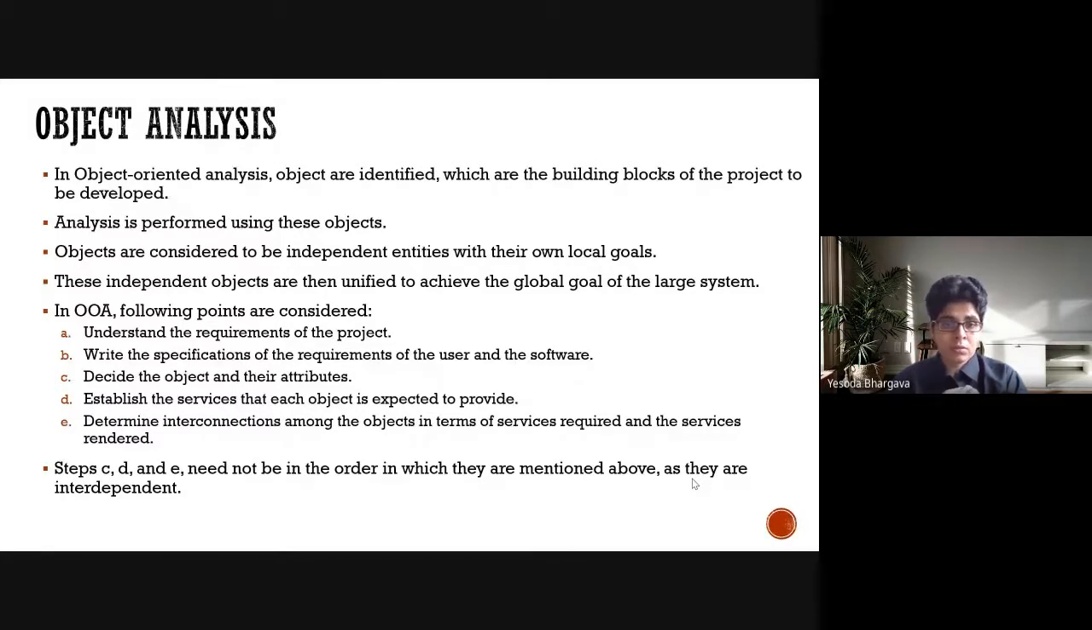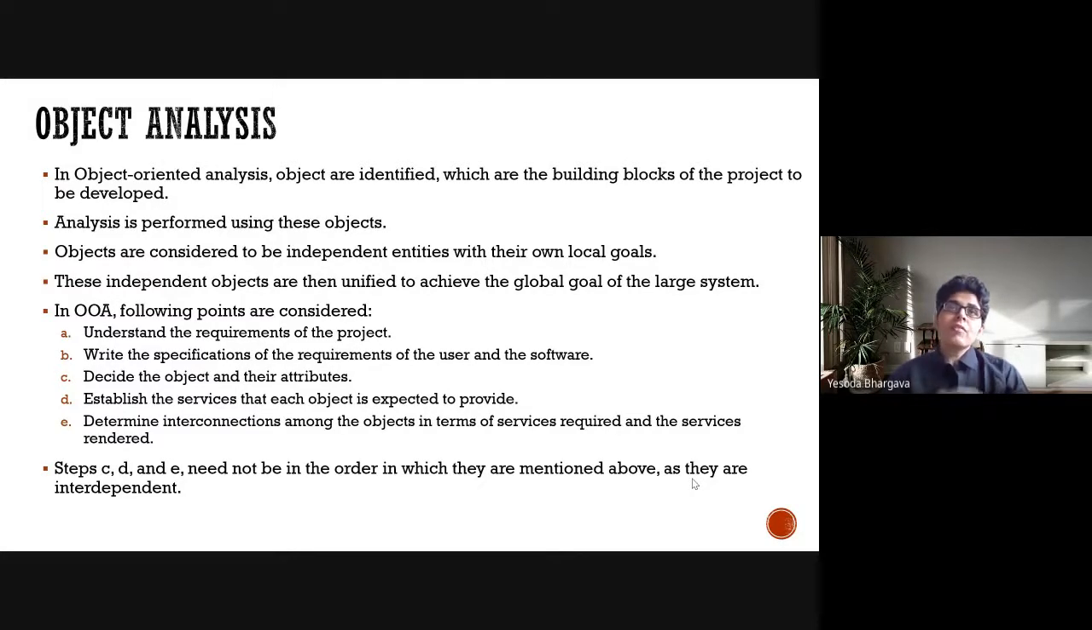I was going through some of the SRS that you have submitted, and at least on the surface it is reflecting that you have understood what SRS means. So writing the specifications of requirements is also one of the things that is considered in object analysis.